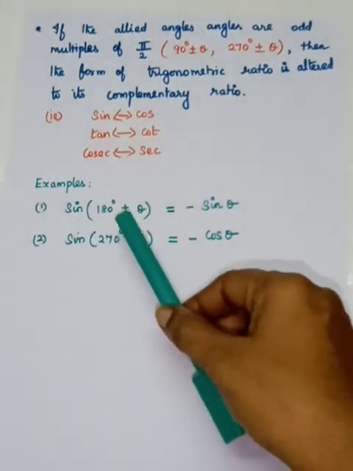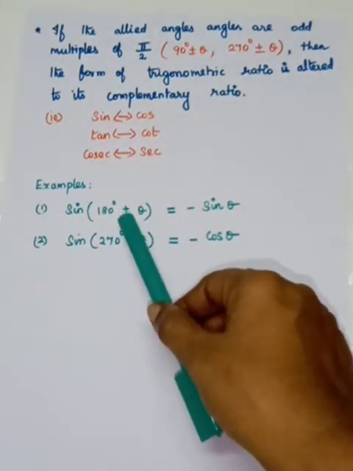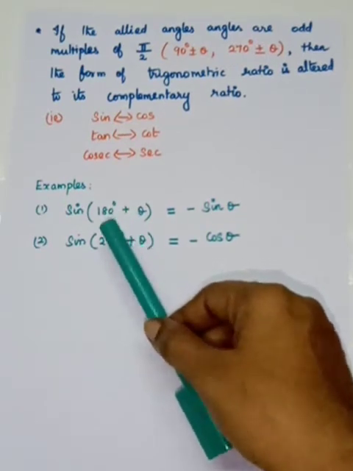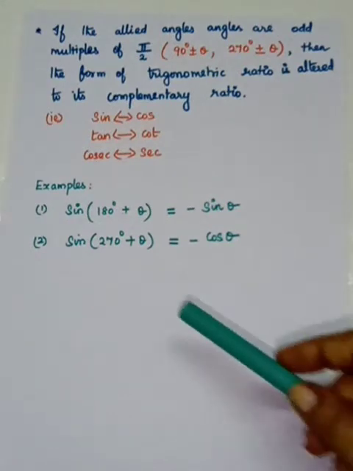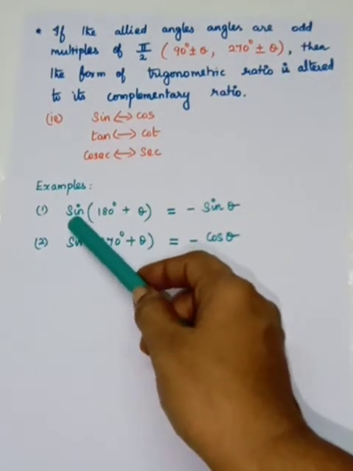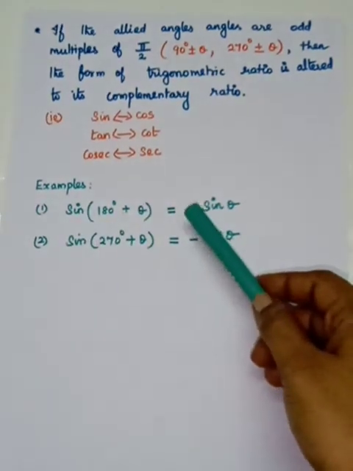Okay, so here it lies in the third quadrant. In the third quadrant, use the ASTC rule. What is it? Tan theta and cot theta are positive. Here what is the function given? Sine. So you have to write the negative.